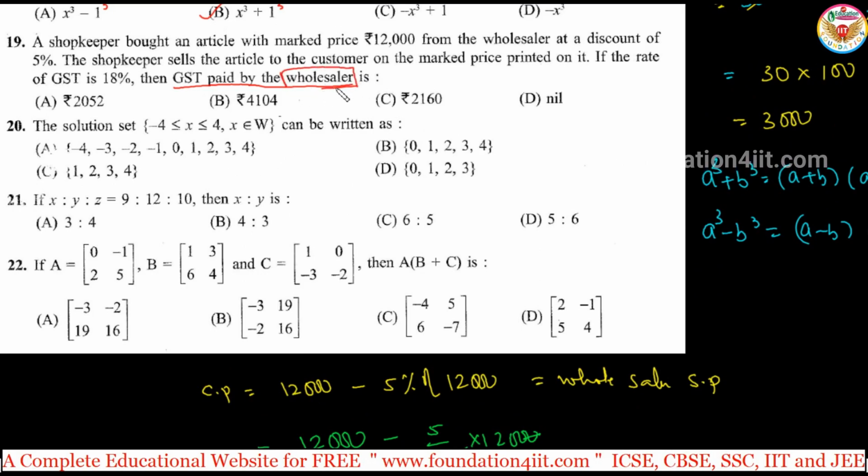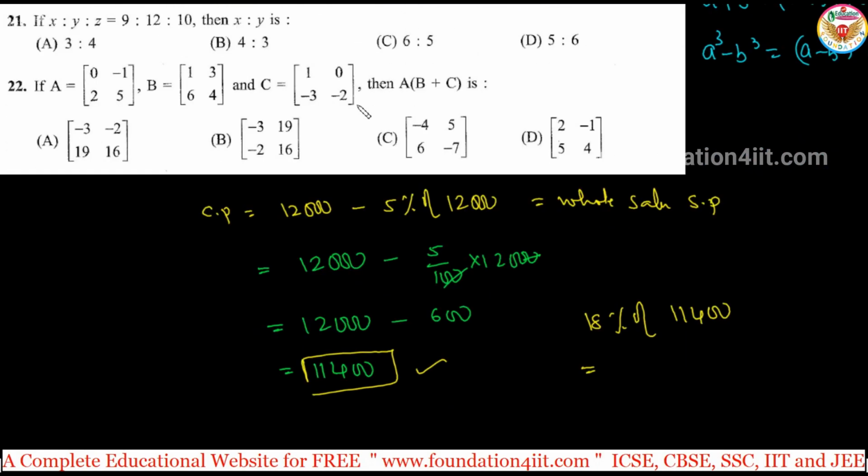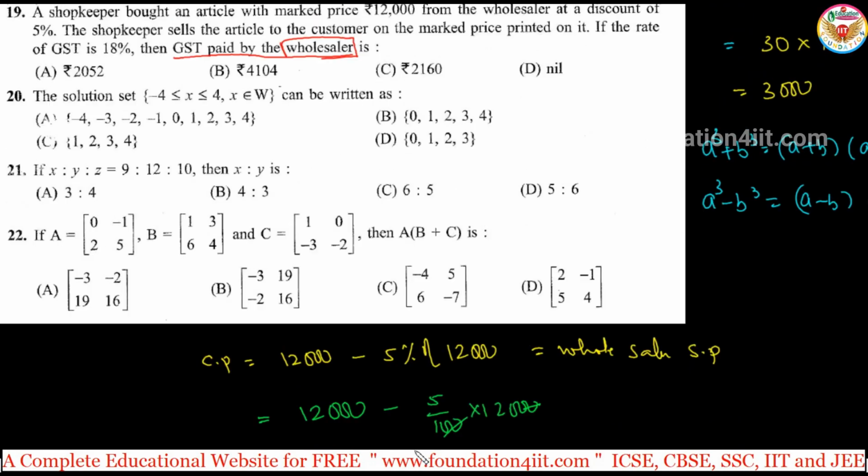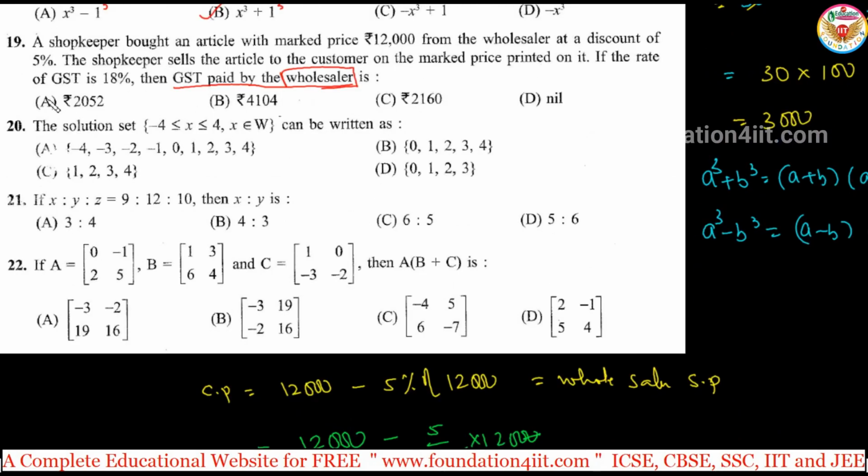So how much is the wholesaler selling? He's selling with a discount of 5%, so that is 11,400. On this you can calculate. So 18 by 100 into 11,400. Cancel. 18 into 114. Yeah, 18 into 114 is 2052. So 2052 is the GST paid by the wholesaler. Yes, so it's option A. So that's why you read the question clearly. The GST paid by the wholesaler, or by the shopkeeper, or by the customer. As per that, we have to find out how much we are selling. On that only you have to pay.